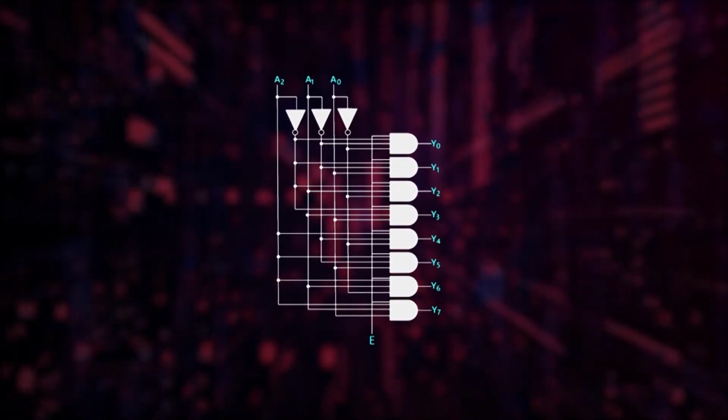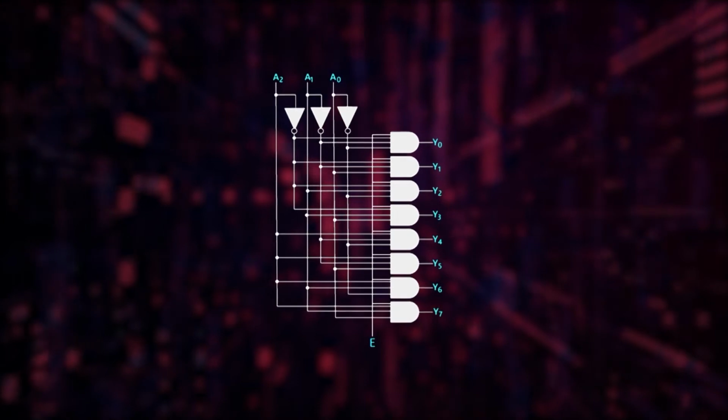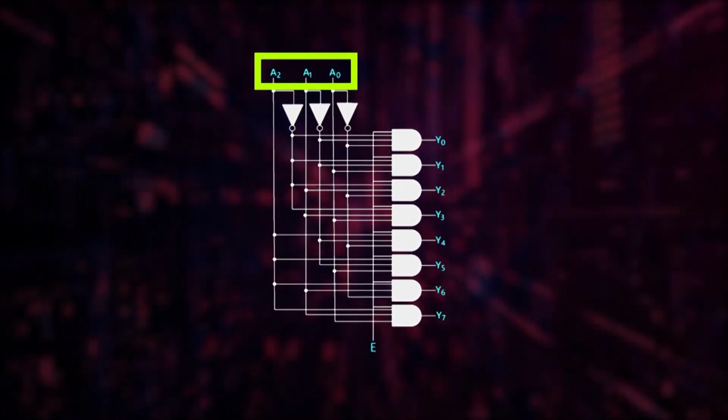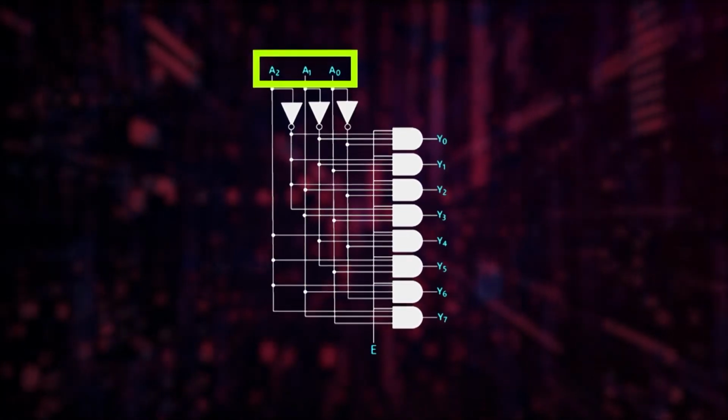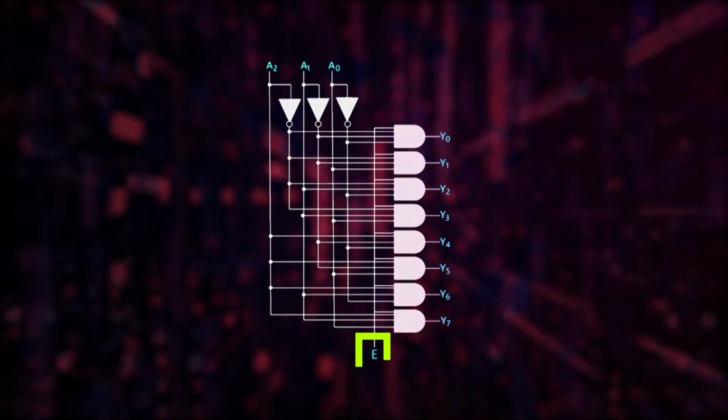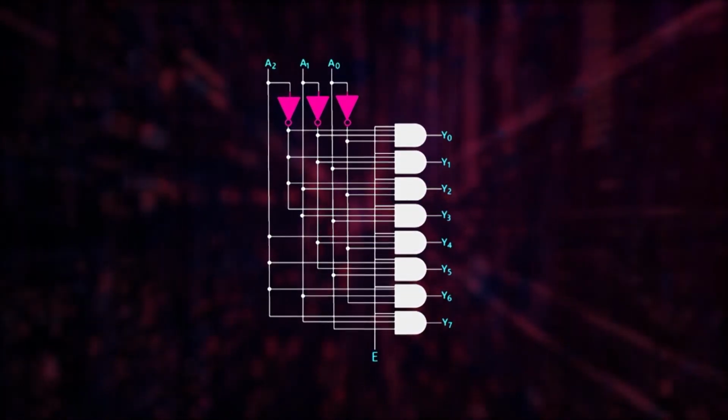Logical circuit can be designed as shown here. The three inputs A2, A1 and A0 are connected either in true form or in inverted form to the AND gates with the enable signal. The three inverters provide the complement.